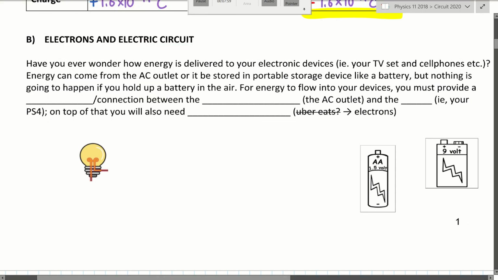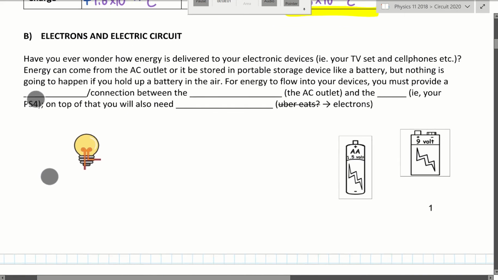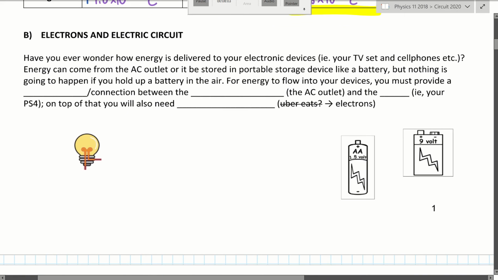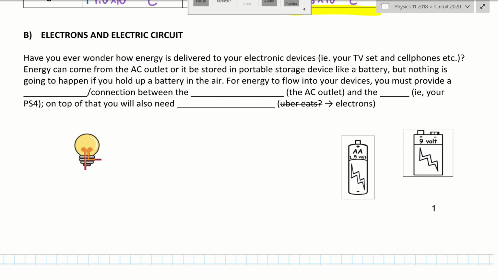Okay, so the next part. Have you ever wondered how energy is delivered to any electronic devices? For example, you have your TV, you have your cell phone, and you know that you have to plug them in to charge them or turn them on, right? You have your PlayStation 4, your Xbox, same thing. Computer, same thing. Energy comes from something. It comes from the AC outlet, the power outlet in your house, or it comes from a battery, like a portable storage device.